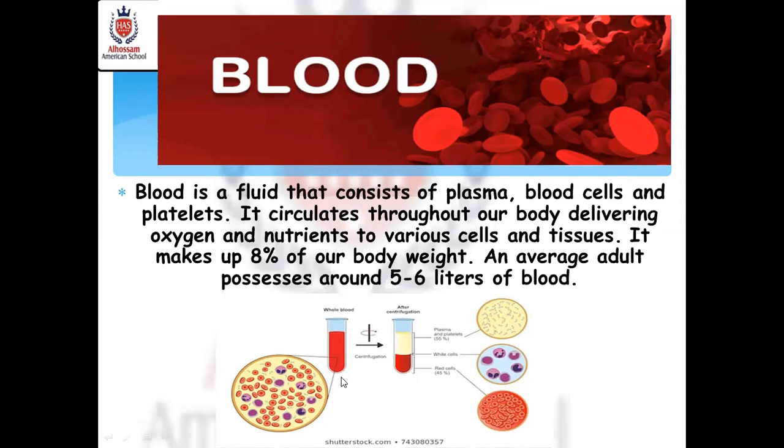What about its component? What if we take the blood and separate its component? Actually, if we take the blood and separate it, we will find that it's mainly formed of a yellow substance and cells. Let's get closer.